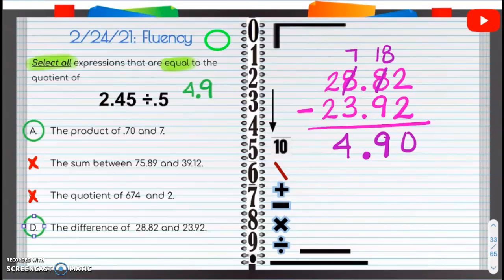So our options and our answers are A and D. That is all for the fluency. Woohoo! Great job.